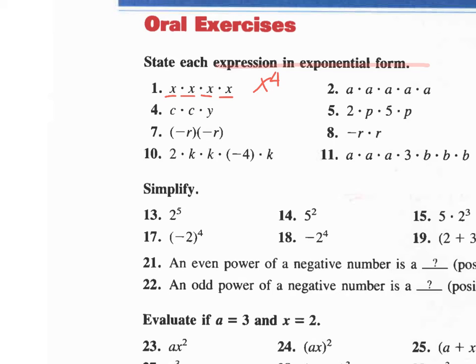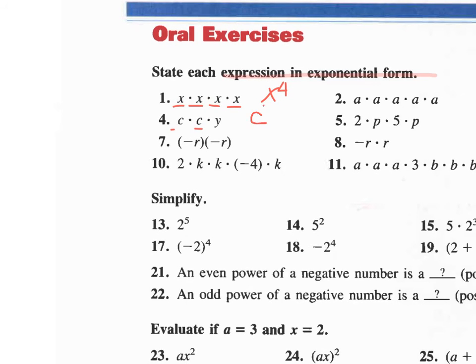Let's go ahead and look at the one right below it. This time I'm going to have 2 letters in my answer. I'm going to count how many letter C's I have. I have 2 of them. So this will become C to the 2nd power, and then just the letter Y. On this next one, I count how many R's I have: 2 negative R's. But remember a negative times a negative is a positive, so this will become positive R squared.